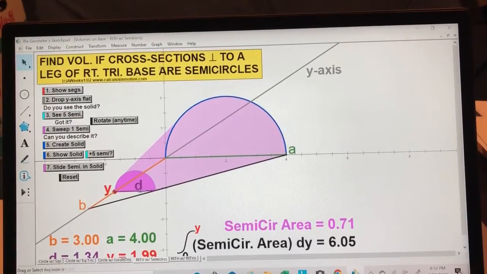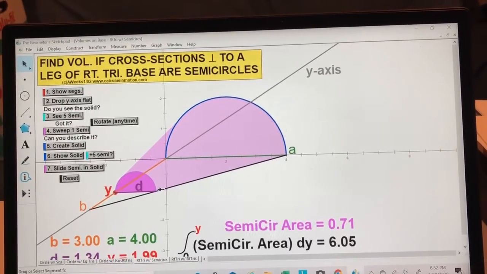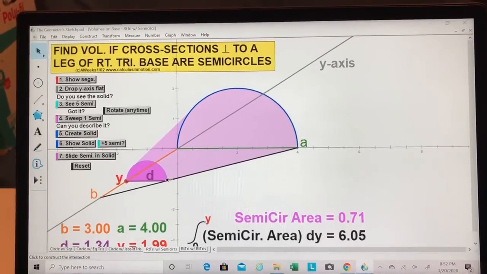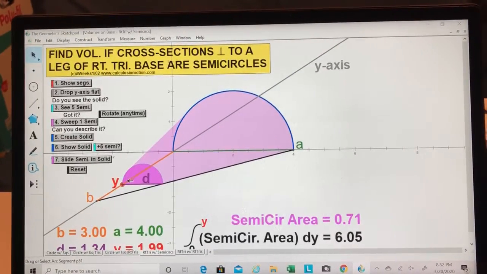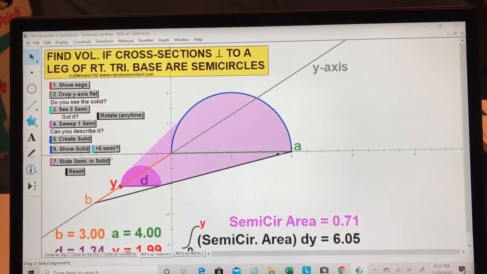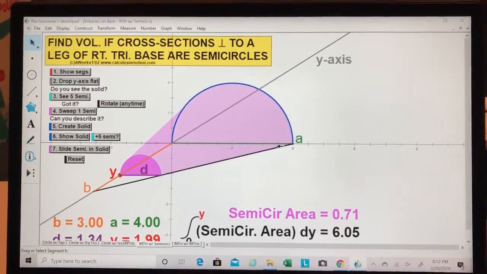How do I find the area of a circle? Well, in this case, I have a semicircle, so I have 1/2 pi times the radius squared, in which case the radius is half the distance from my 2 lines. Again, we'll look at the math here in just a little bit.